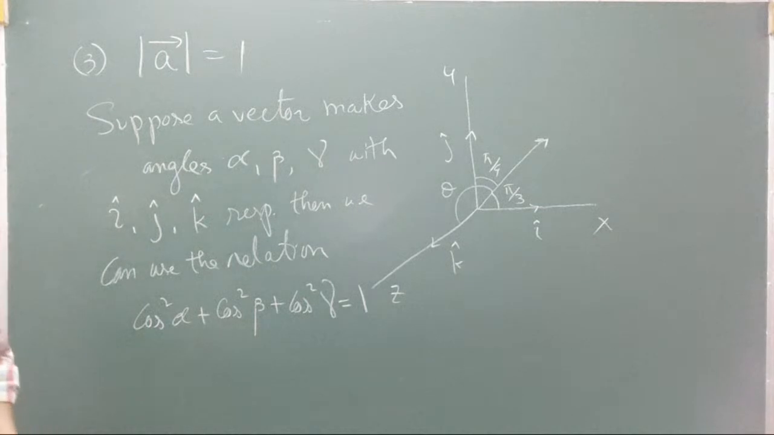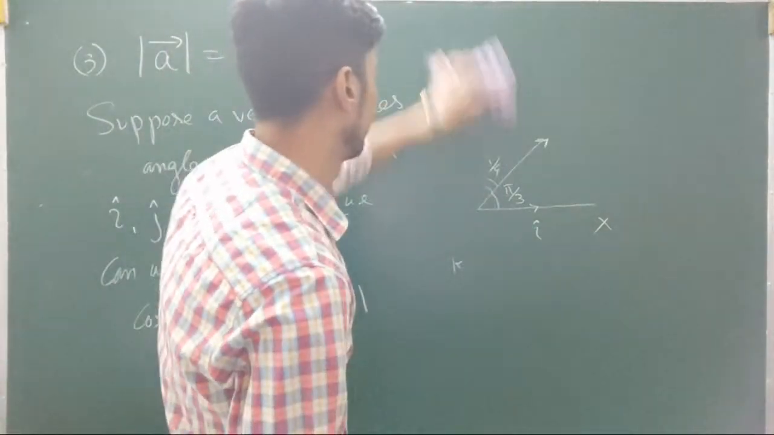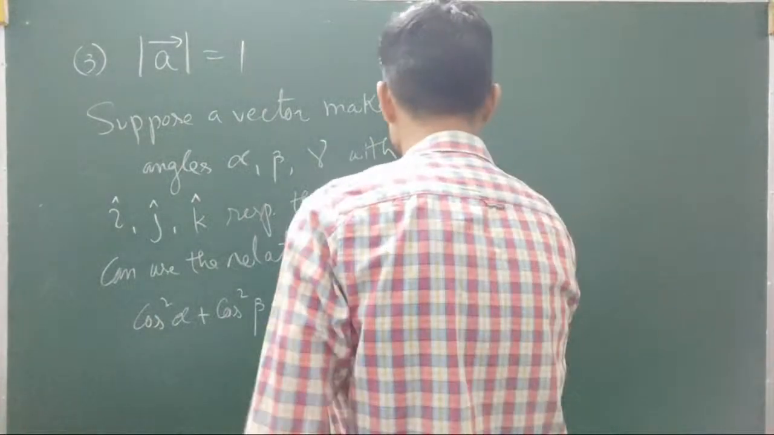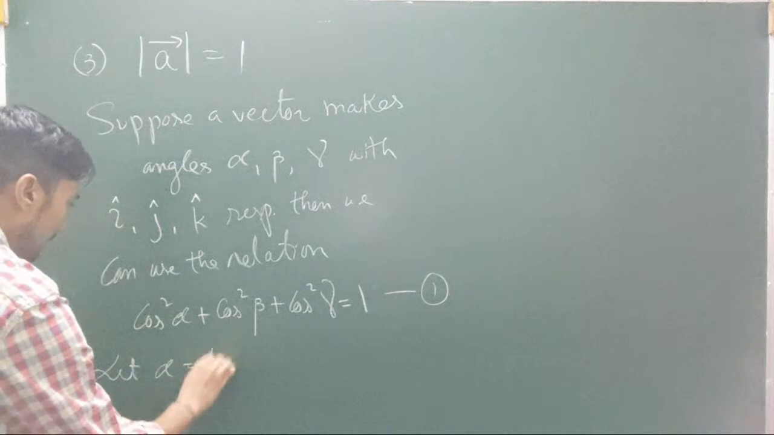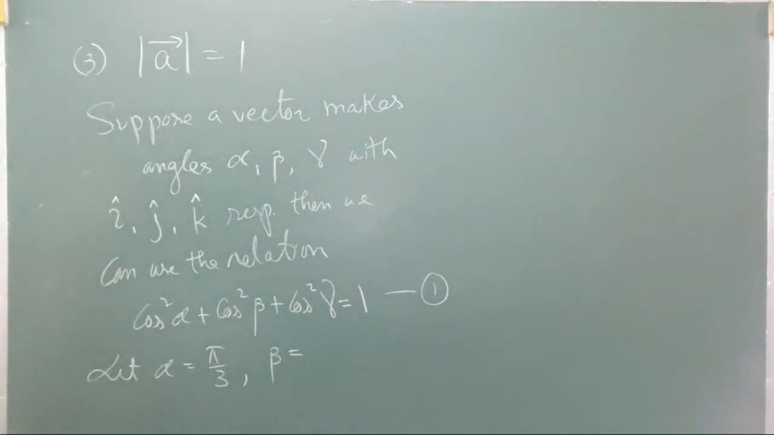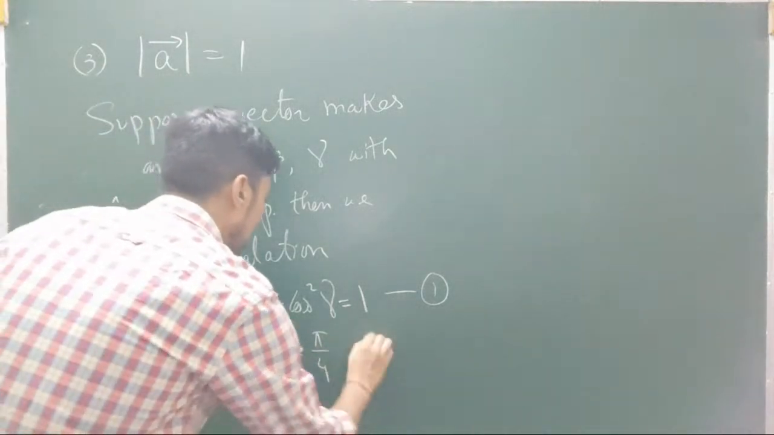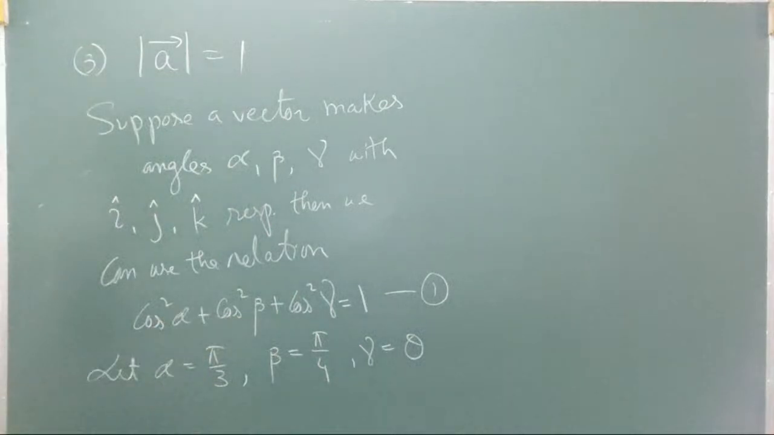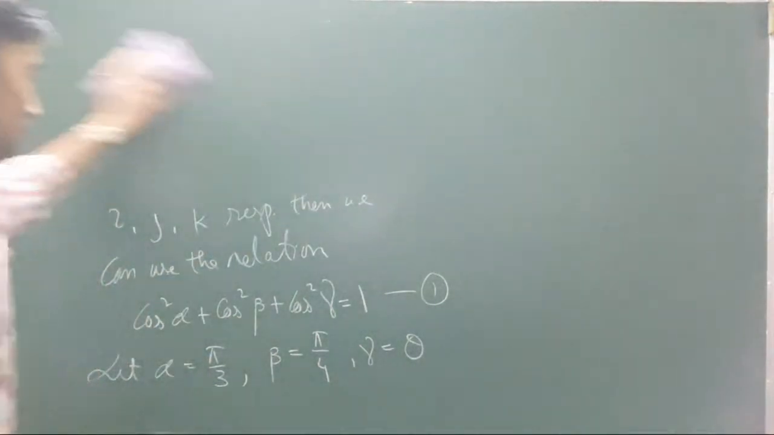As per the question, a unit vector A makes angle pi by 3 with I. Let's put this as equation 1. We can directly assume that alpha is equal to pi by 3, beta is equal to pi by 4, and gamma is equal to theta, which we are supposed to find. So let's calculate using 1.